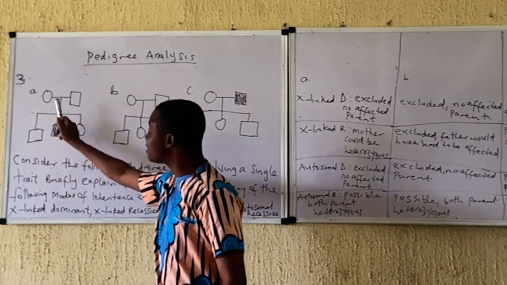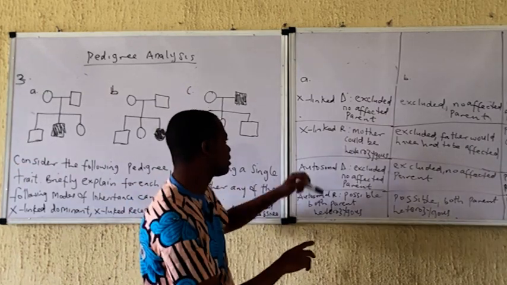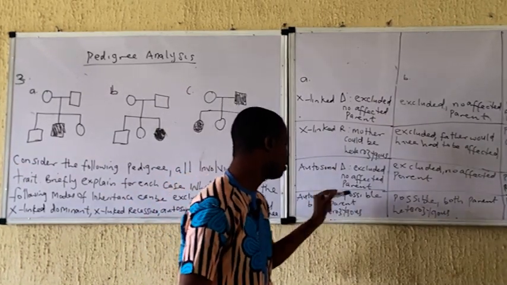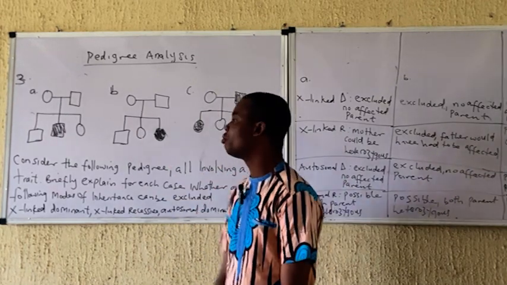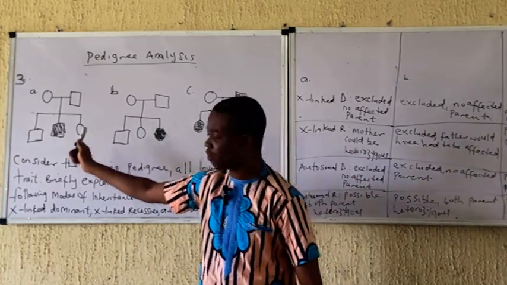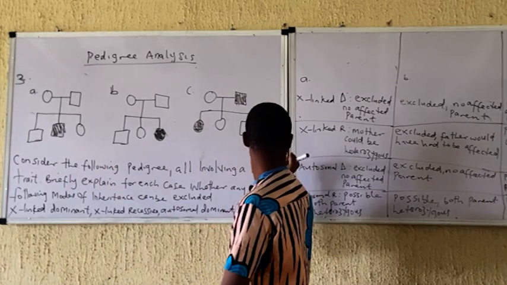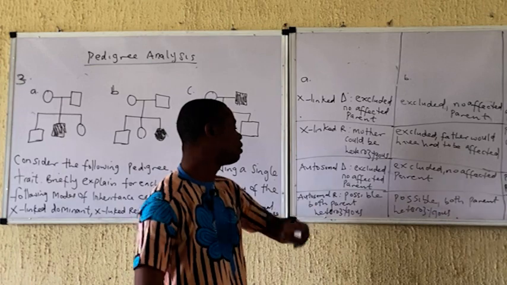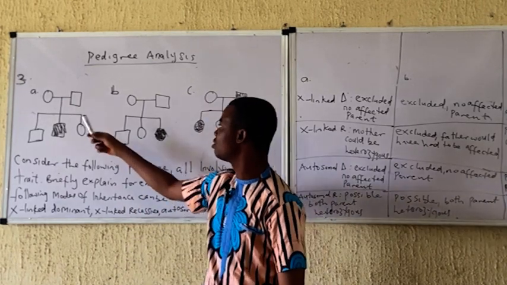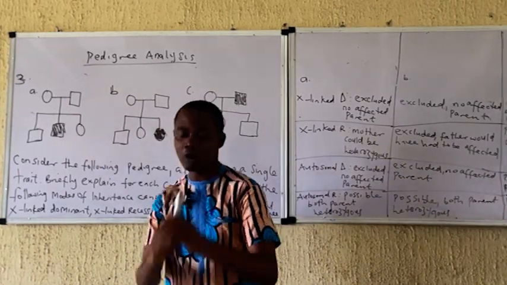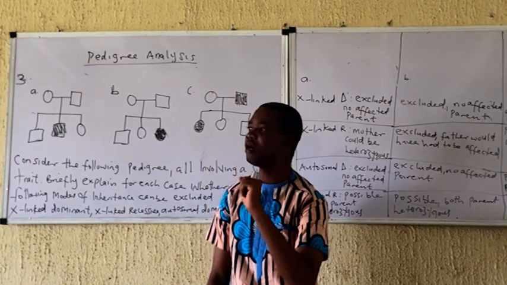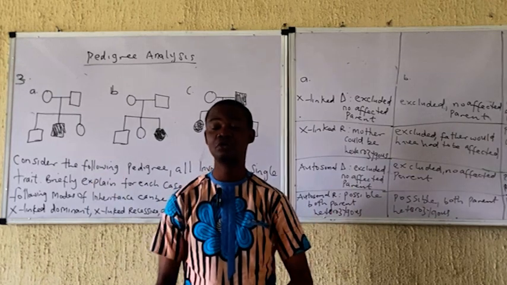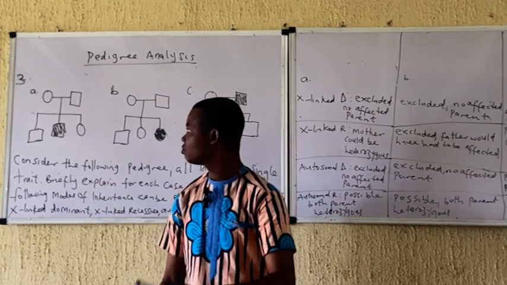So it is likely to be X-linked recessive. The same thing is applicable for autosomal recessive. It is possible for this case to be autosomal recessive because both parents may likely be heterozygous. And also, one of the rules of autosomal recessive is that unaffected parents can produce affected children.